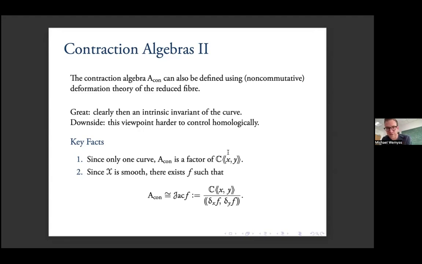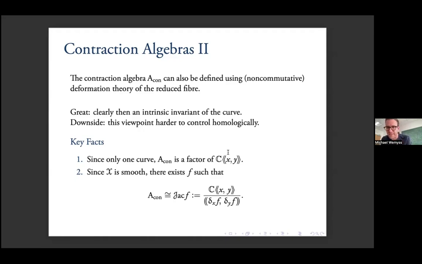But the downside of this viewpoint is it's very hard to control deformation theory from the viewpoint of homological algebra. So this is why in the rest of the talk you will not see deformation theory appearing until the end, since typically the homological algebra is controlled by tilting and things like this. So it takes the first definition, but all the consequences, like the numerical invariants, come through the deformation theory. So it comes in right at the end.